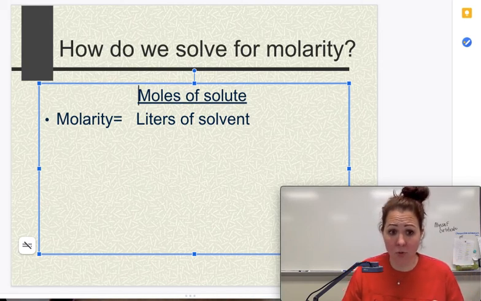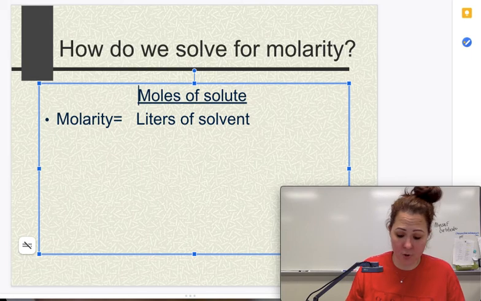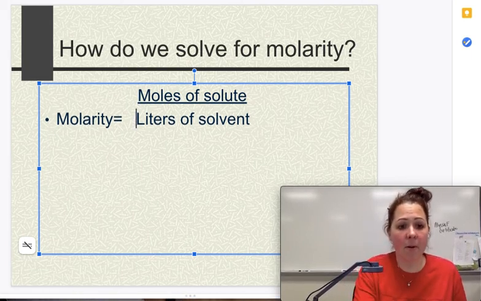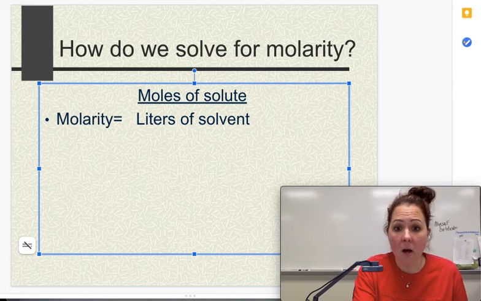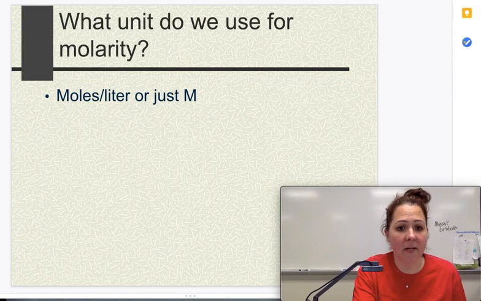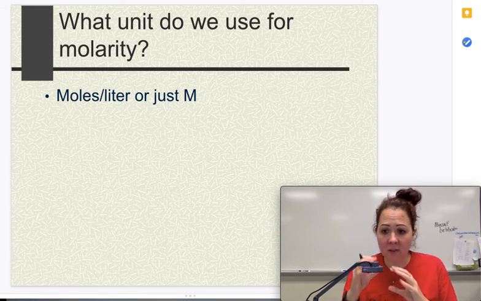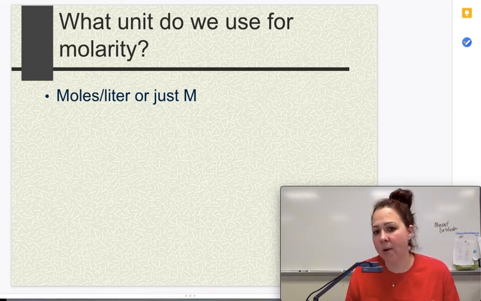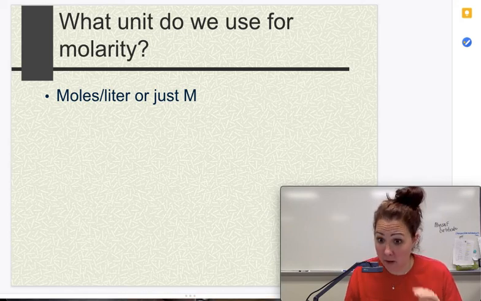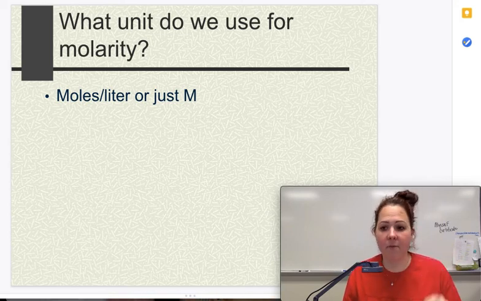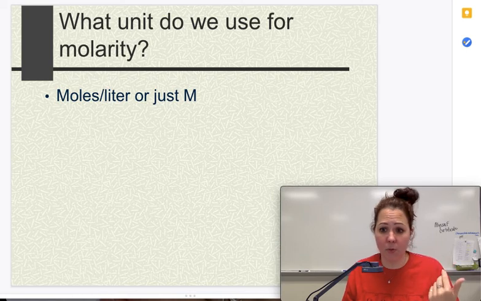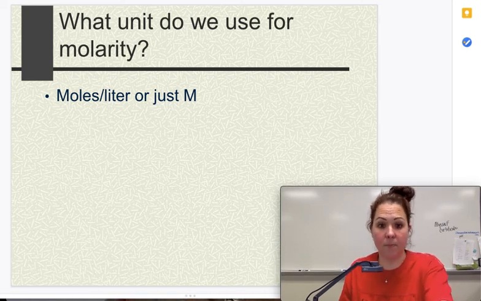On these problems, you can use a triangle to solve for them, and I'll put the triangle on my paper when we actually solve the problems. But we have to remember how to get from grams to moles and how to get from milliliters to liters. The unit that you use for your answer is actually moles per liter, but we usually just write that as a capital M. You have to be very careful when you're writing your capital M versus your lowercase m because you're going to see both of them in your calculations. Or if you prefer, you can just write out moles per liter. It's up to you how you want to do that.